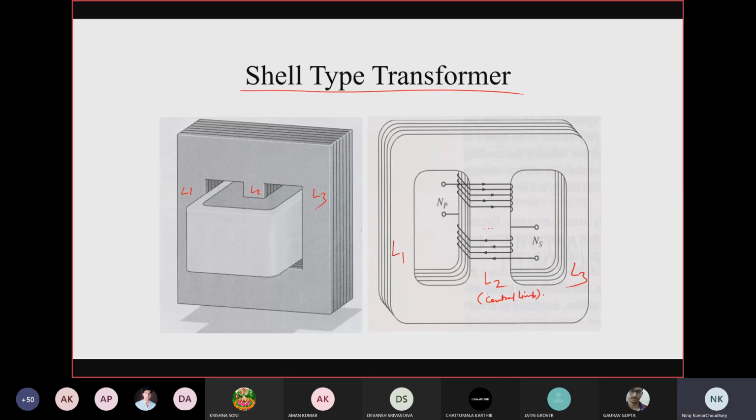So suppose this is your primary winding, which let us consider is the high voltage winding, and this is the low voltage winding. Both the low voltage winding and the high voltage winding are wound over the central limb, right? And they are interleaved, or you can say sandwiched. The sandwich type of winding is used in this condition. Concentric winding is not used in case of shell type transformer.